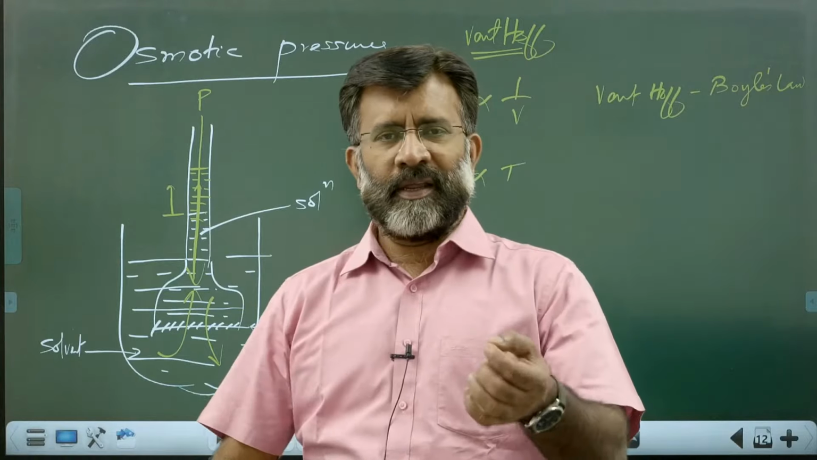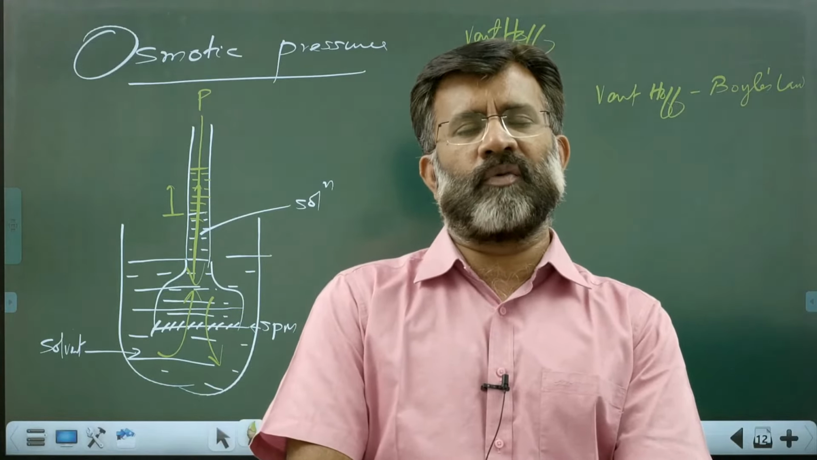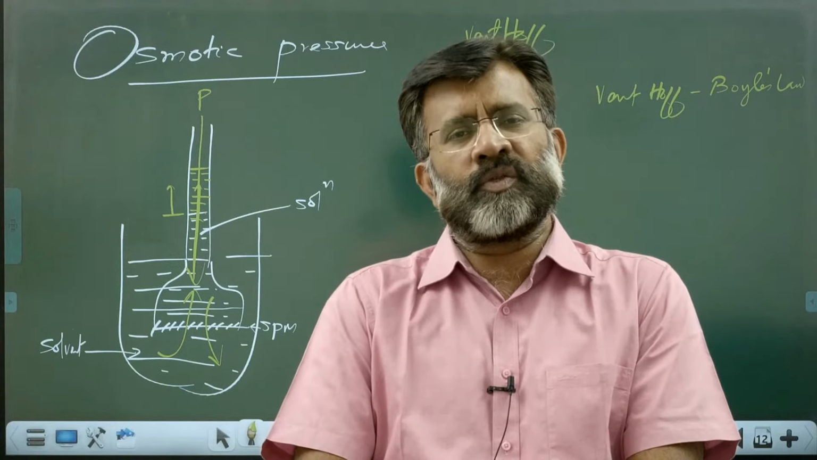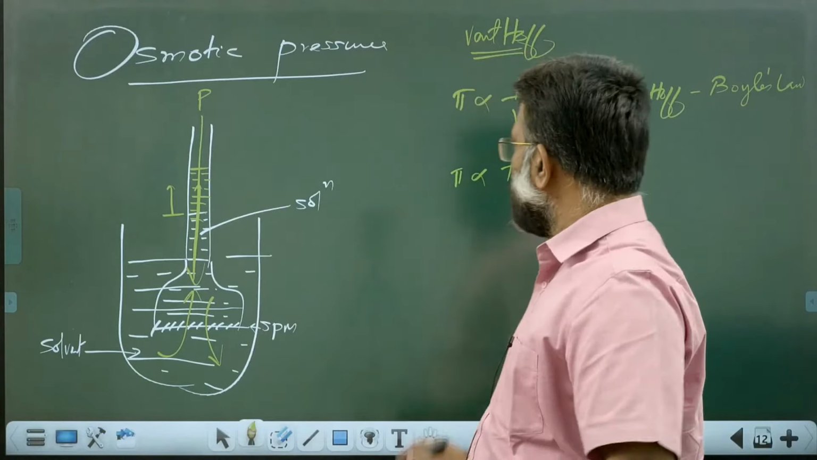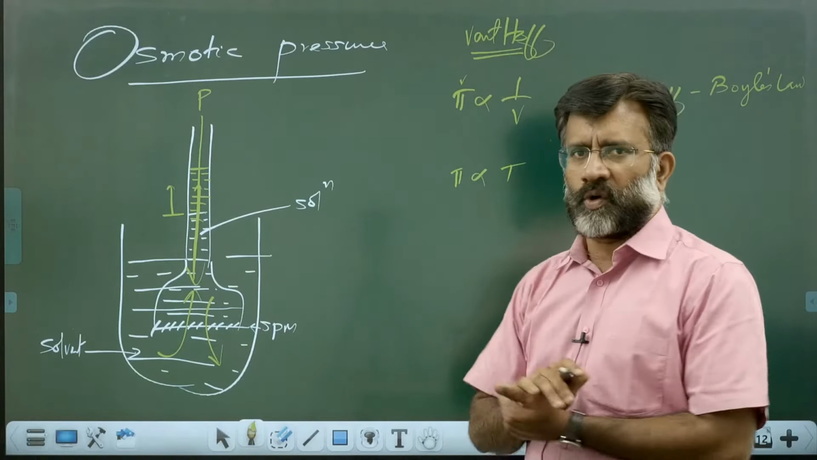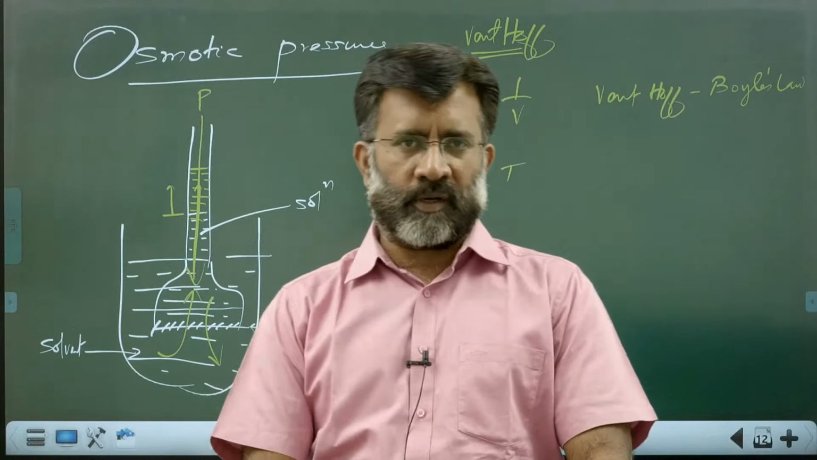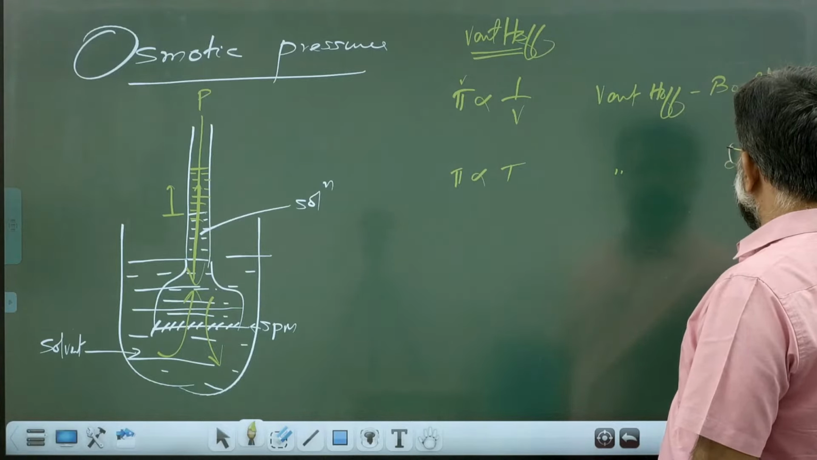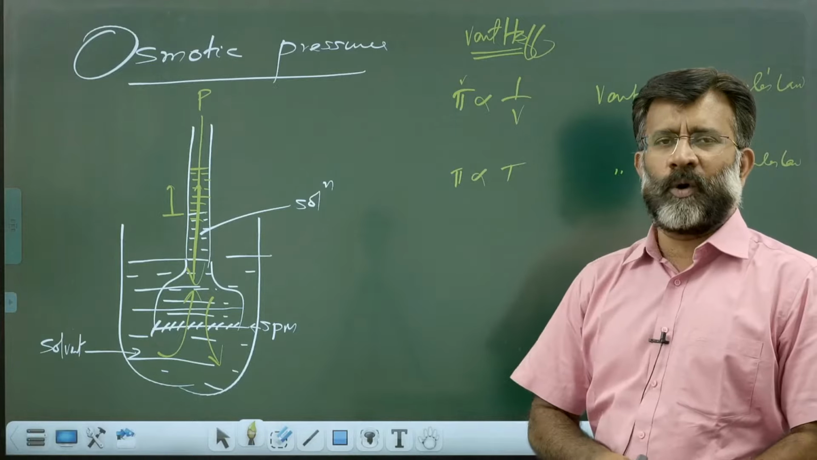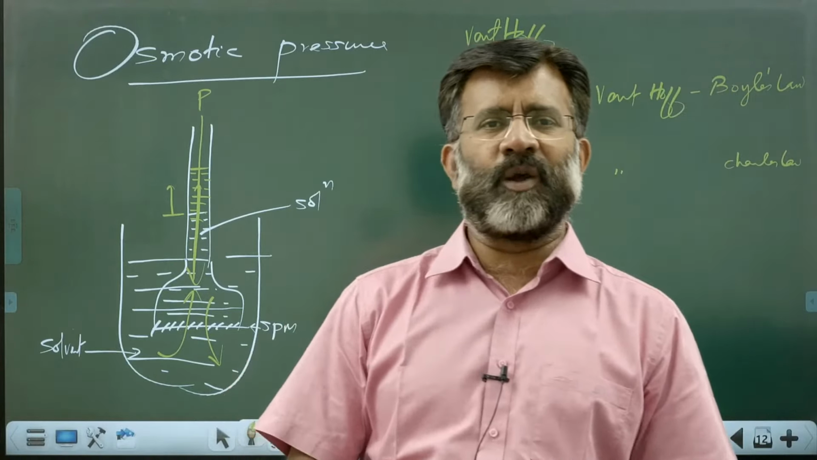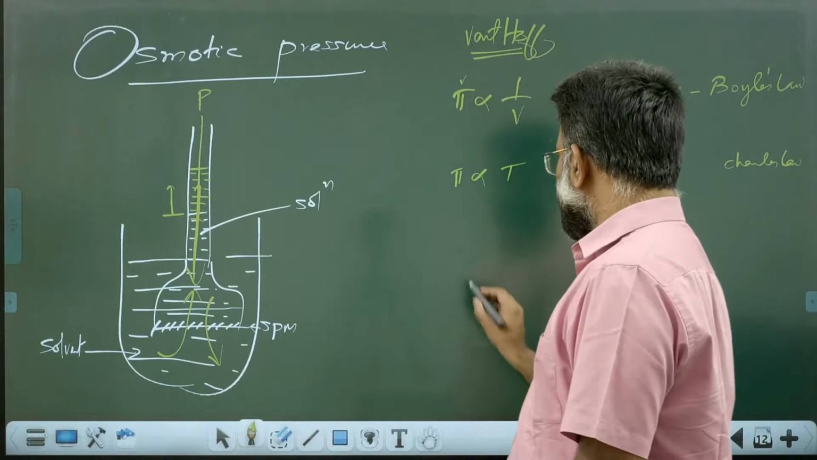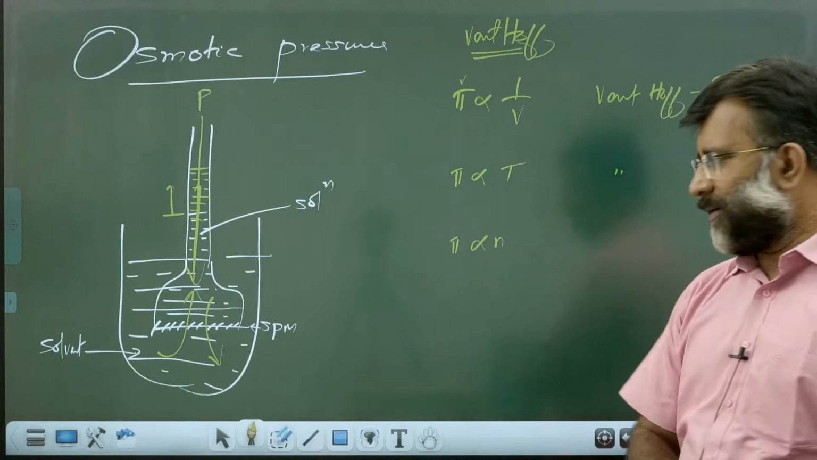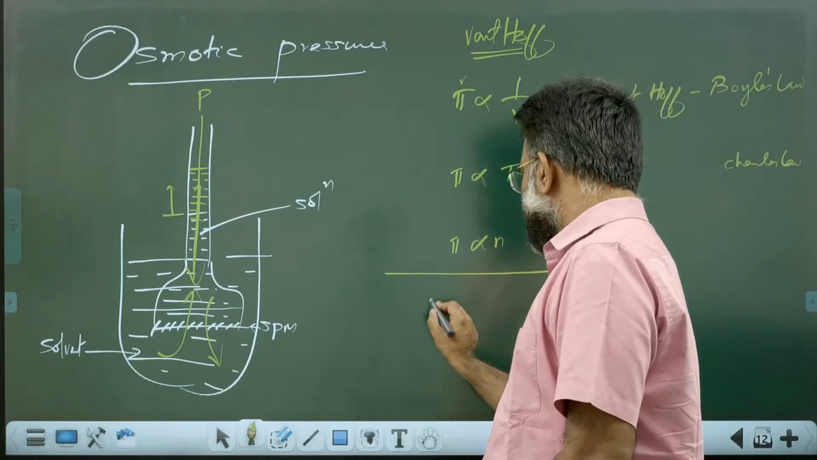All of you know what is Boyle's law. The pressure of a given mass of gas is inversely proportional to volume at a constant temperature. Same is Van't Hoff Boyle's law: the osmotic pressure of a solution is inversely proportional to volume at a given temperature. Van't Hoff Charles law: the pressure is directly proportional to absolute temperature, provided the volume is fixed, right? And Avogadro's law, pi proportional to n, Van't Hoff Avogadro's law.